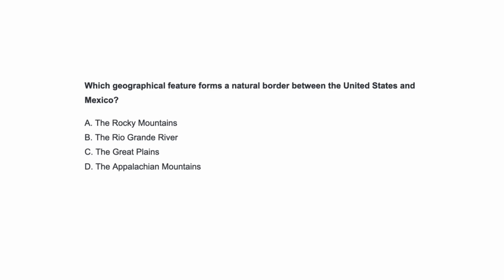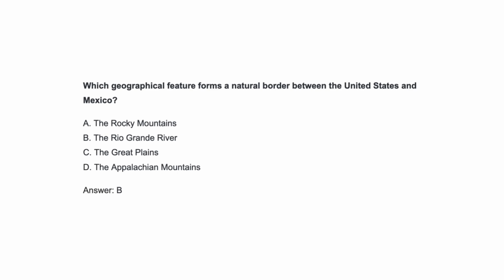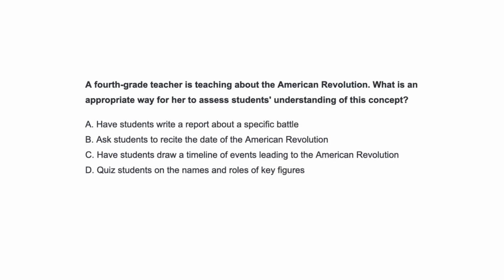Which geographical feature forms a natural border between the United States and Mexico? Correct response, letter B, the Rio Grande River. A fourth grade teacher is teaching about the American Revolution. What is an appropriate way for her to assess students' understanding of this concept? Correct response, letter C. Have students draw a timeline of events leading to the American Revolution.